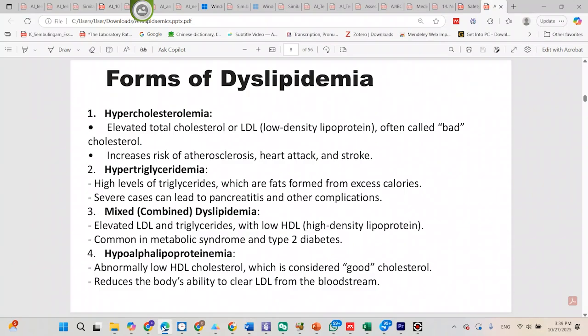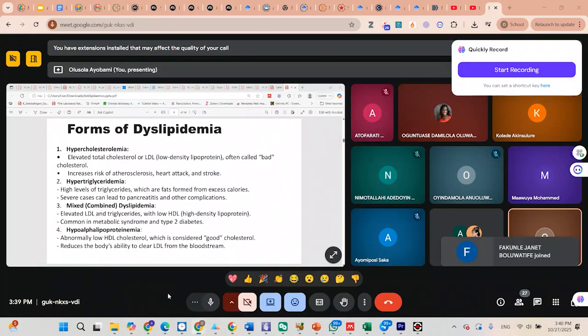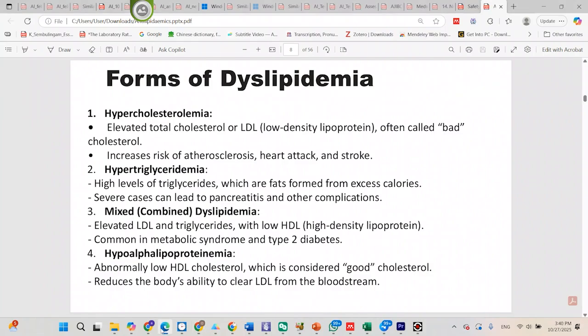So let's go back to the forms now that we have differentiated primary from secondary. When we say hypercholesterolemia, these are just medical terms. It means elevated cholesterol or LDL, and of course we know that LDL-C is called bad cholesterol. This can increase the risk of atherosclerosis, heart attack, and stroke. All these diseases that I've just mentioned will be what the HOD will be teaching you this semester, so you should be familiar with them by now.